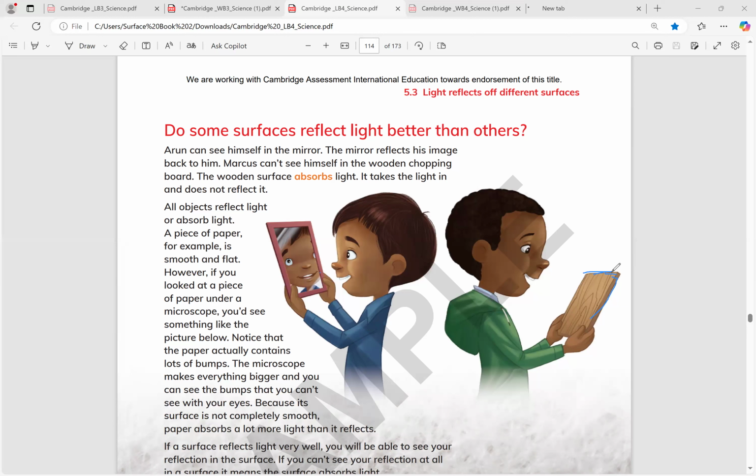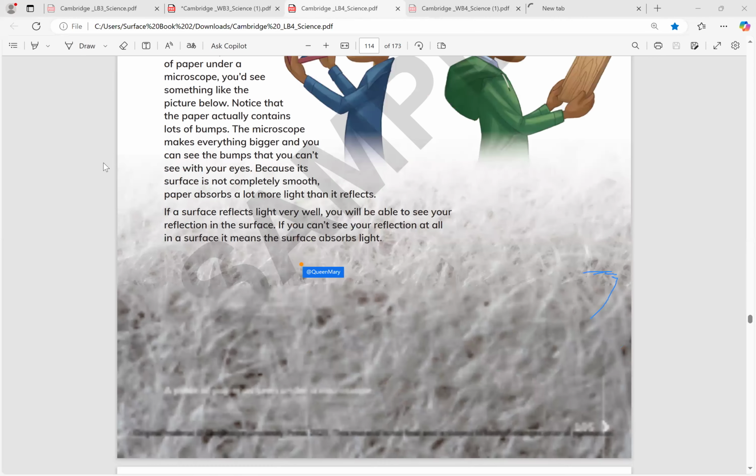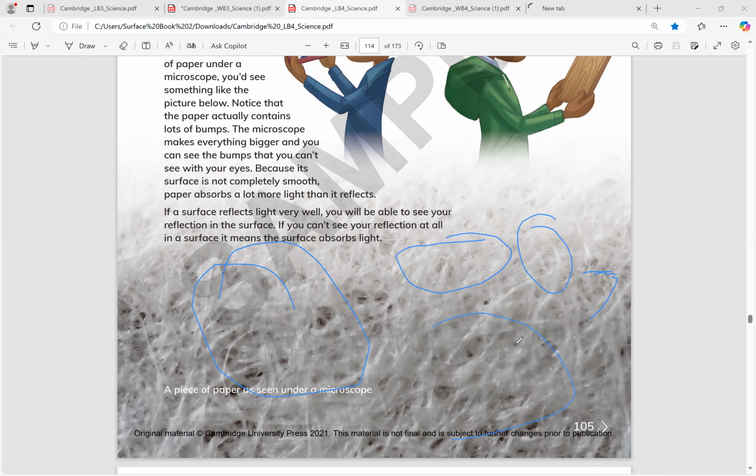Boring. All objects reflect or absorb light. For example, a piece of paper is smooth and flat, however, as you can see, a piece of paper below looks something like this. This is what a piece of paper looks like under a microscope. Can everybody see? It is made of a lot of fibers.